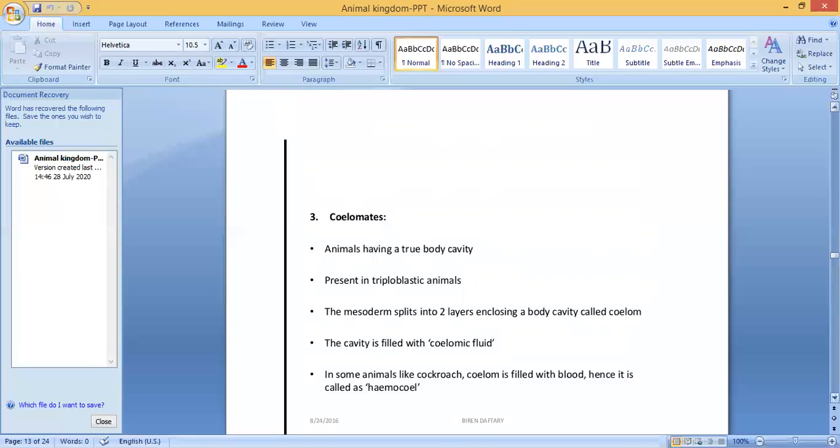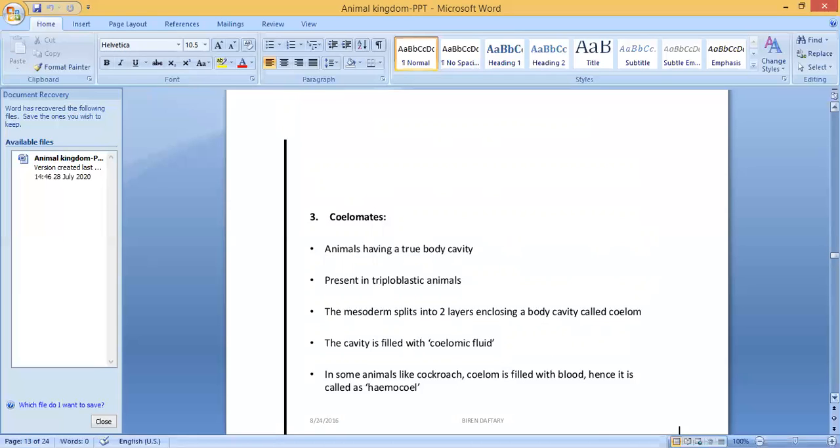The cavity is filled with what? The cavity is filled with coelomic fluid. So this body cavity or coelom is filled with a fluid. It is called coelomic fluid. In some animals like cockroach, coelom is filled with blood. Hence, it is called a hemocoel.